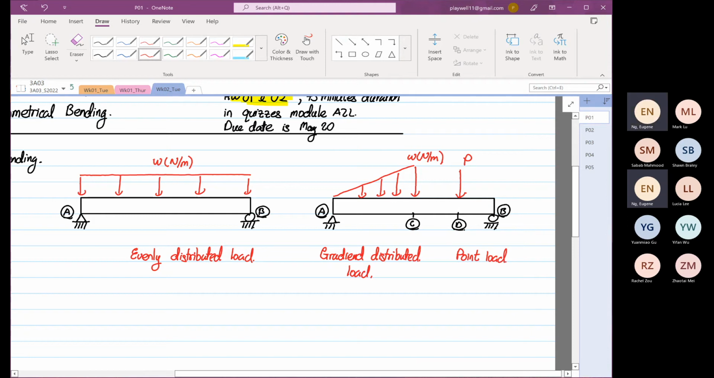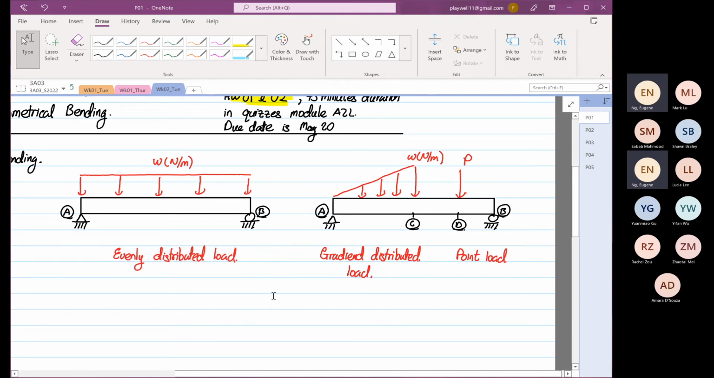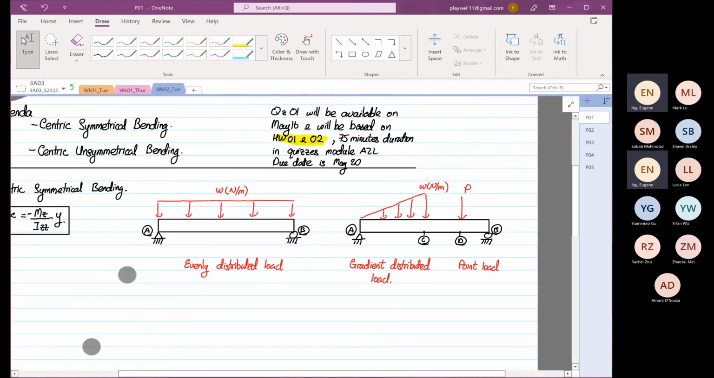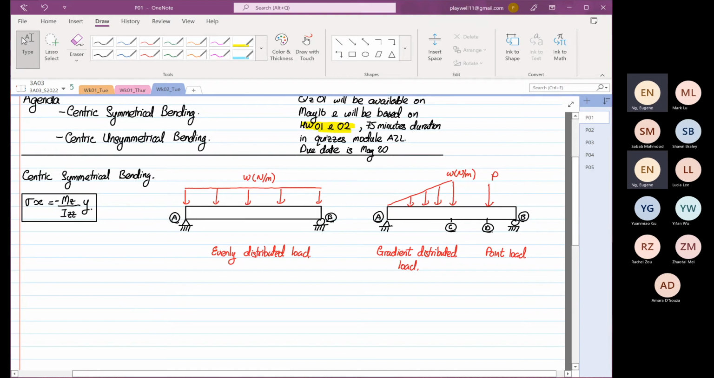So you can see the two beams are not loaded the same way. On the left hand side, the beam is loaded with an evenly distributed load. On the right hand side, you have a beam that has a gradient distributed load, and you also have a point load. Okay, so at this stage, do we know which structure is under symmetrical bending? Anyone?